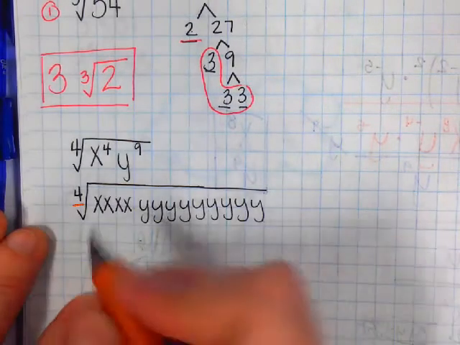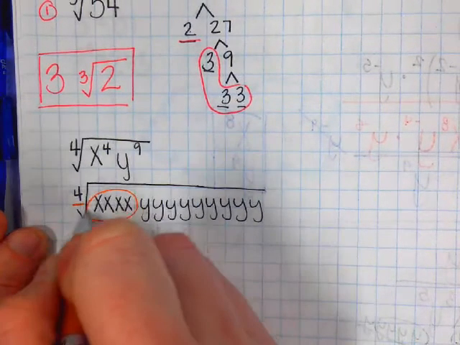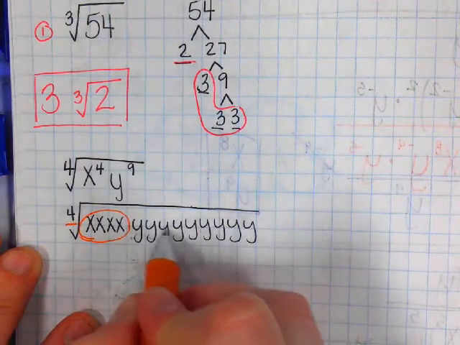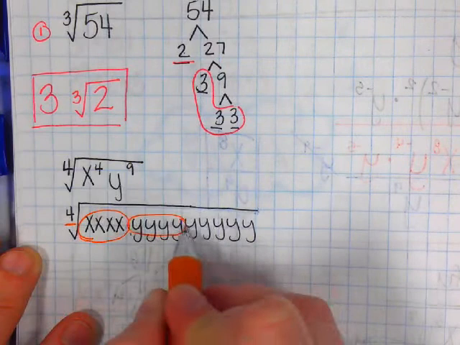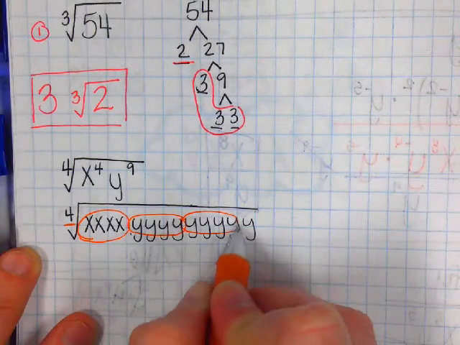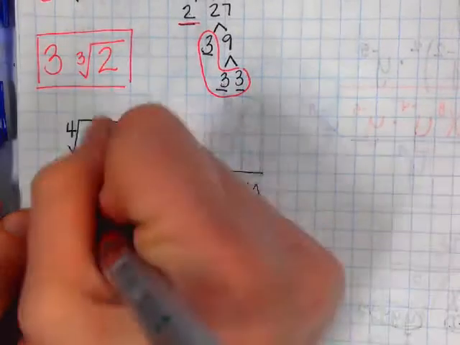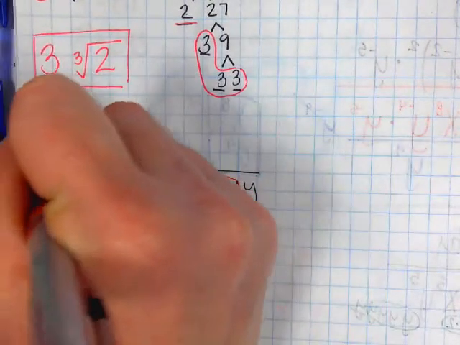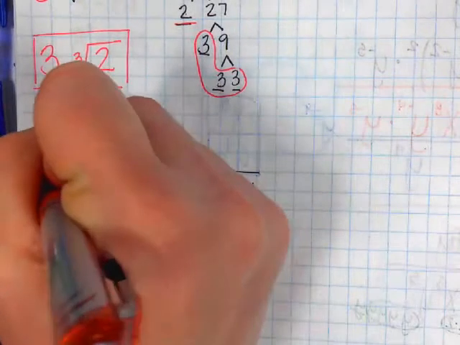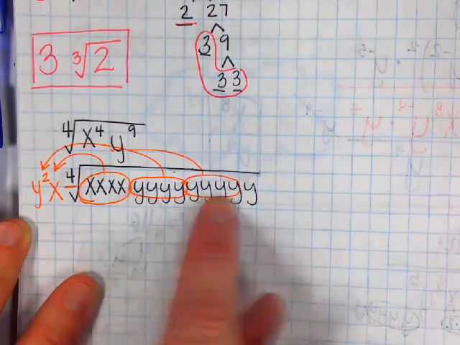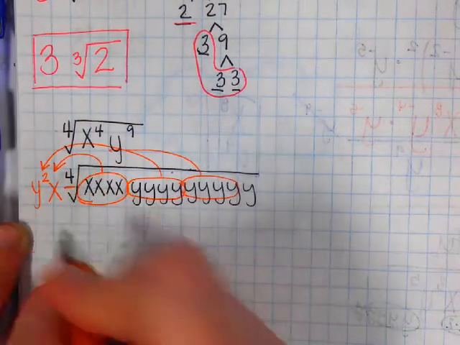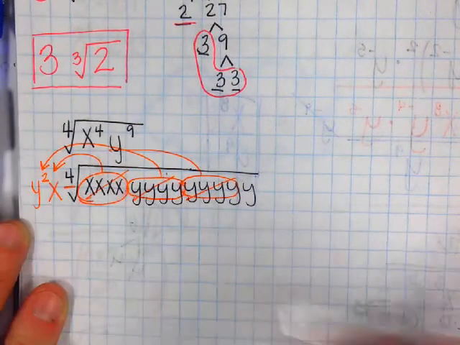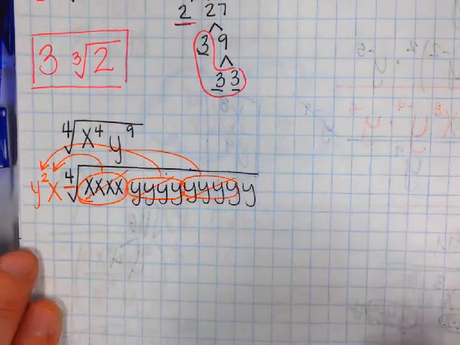And since it's the fourth root, let me use a different color. Since it's the fourth root, I need to circle them in groups of 4. So this one up here, we had to circle it in groups of 3. This one has to be in groups of 4. So 1, 2, 3, 4. 1, 2, 3, 4, with a y that stays inside. So x is going to come out. Y squared, since there are 2 sets of y's. So it would actually be y times y on the outside, but since y times y is just y squared, I just wrote it as that.